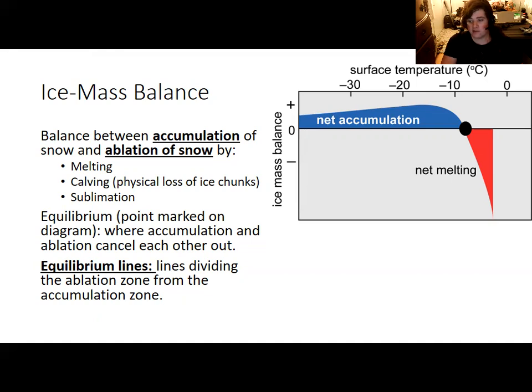And scientists will actually study this to see if the equilibrium lines appear to move. If they move downhill into the zone of ablation, then the glacier might be expanding. But if the equilibrium lines move uphill into the zone of accumulation, it's a sign that the glacier is retreating.